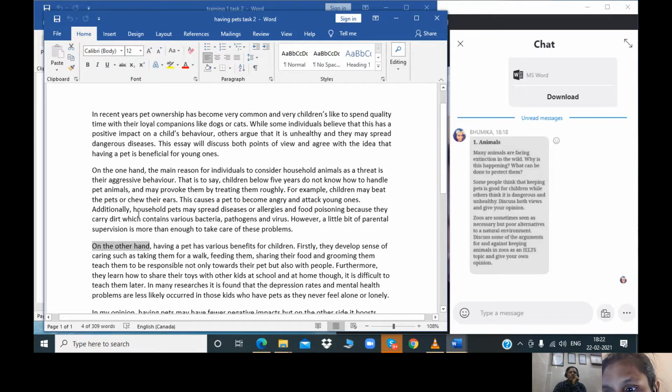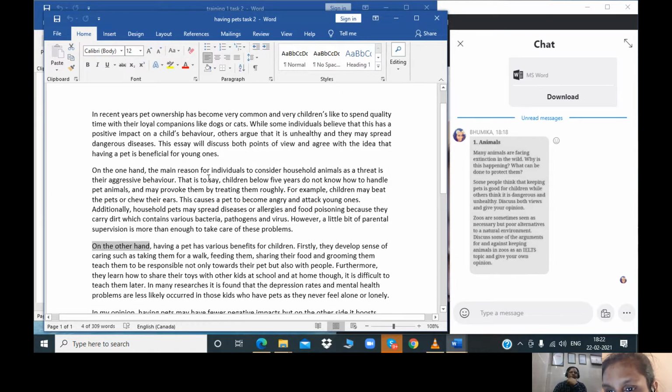Okay. Additionally, household pets may spread diseases or allergies and food poisoning because they carry dirt which contains various bacteria, pathogens and viruses. However, a little bit of parental supervision is more than enough to take care of these pests. This is a very nice idea that you have given.